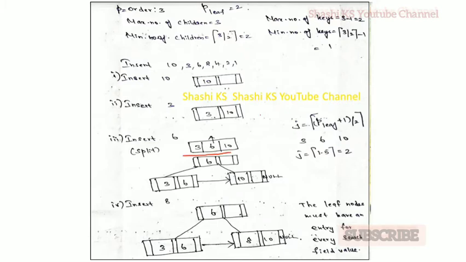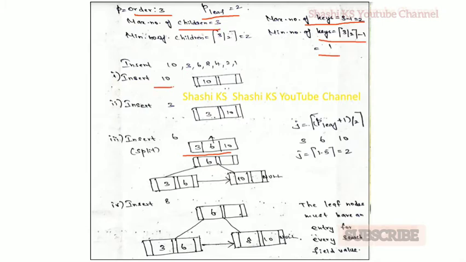And so first, before going to the insertion, we have seen that the order of the given B plus tree is 3, and the order of the leaf node is given in the question as 2. So the maximum number of keys which we can have in the given B plus tree is 2, and the minimum number of keys is ceil of 3 by 2 minus 1, which is equal to 1. And the maximum number of children is 3.